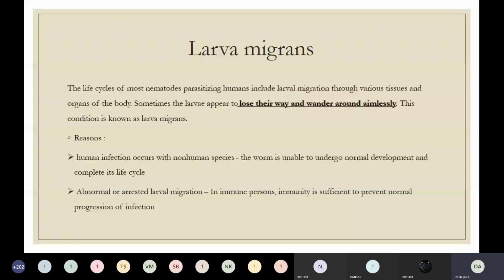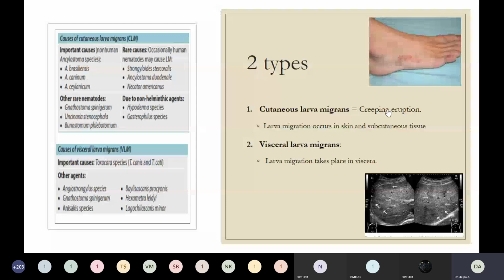And in another situation, it could be because of a strong immune response from the humans. That time, again, this immune response is going to prevent normal progression of the infection. So these could be two reasons why larva migrans can occur. And there are two types of larva migrans. One is cutaneous larva migrans and the other one is visceral larva migrans.